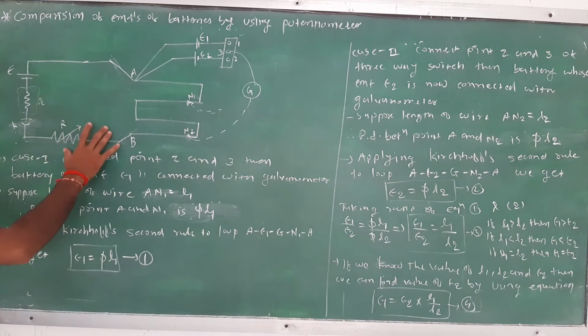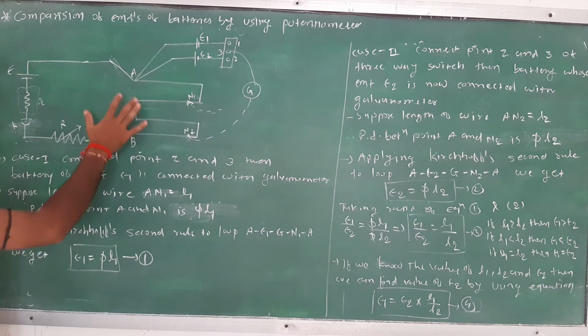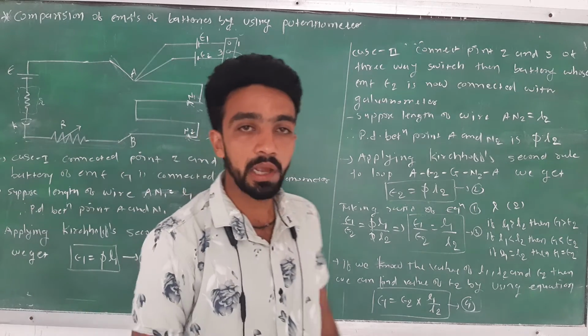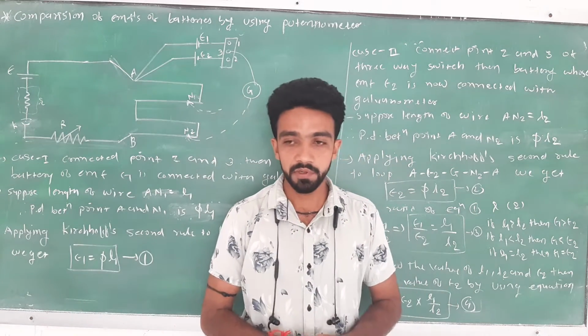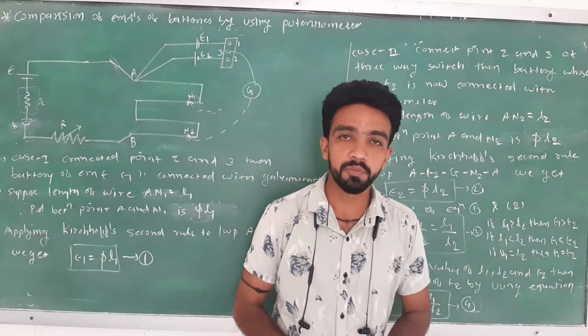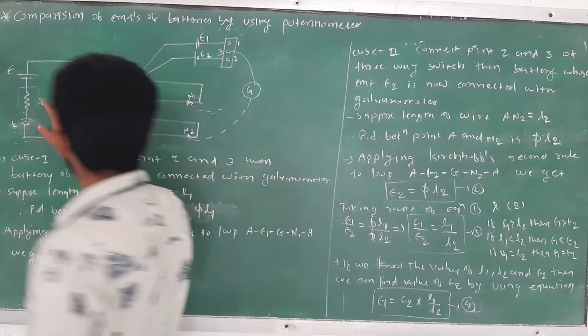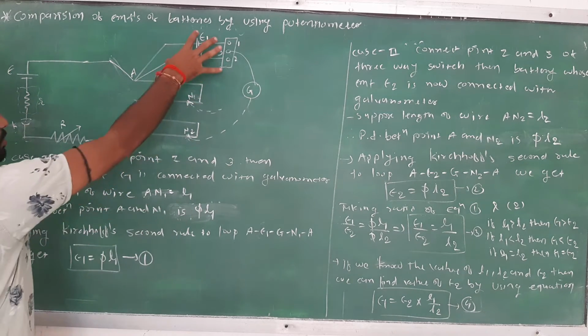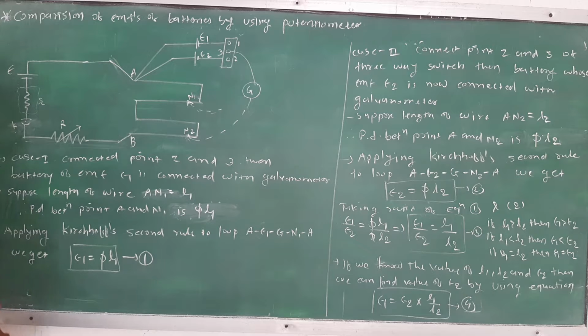You can see this is the same network as you learned in the previous lectures. At that time we discussed the working of the potentiometer and its principle. This is the same network, and only this portion is added. So first of all, we give the information about this device and this circuit diagram.